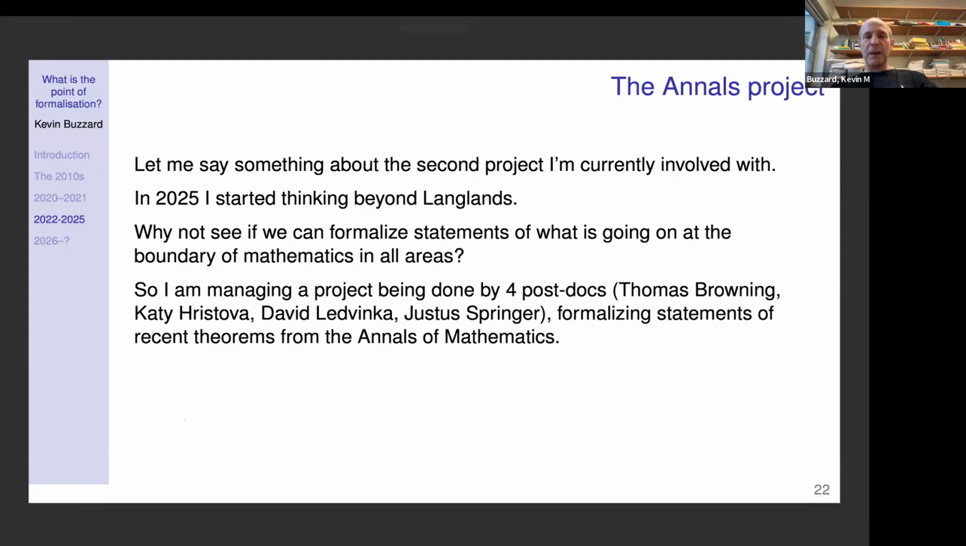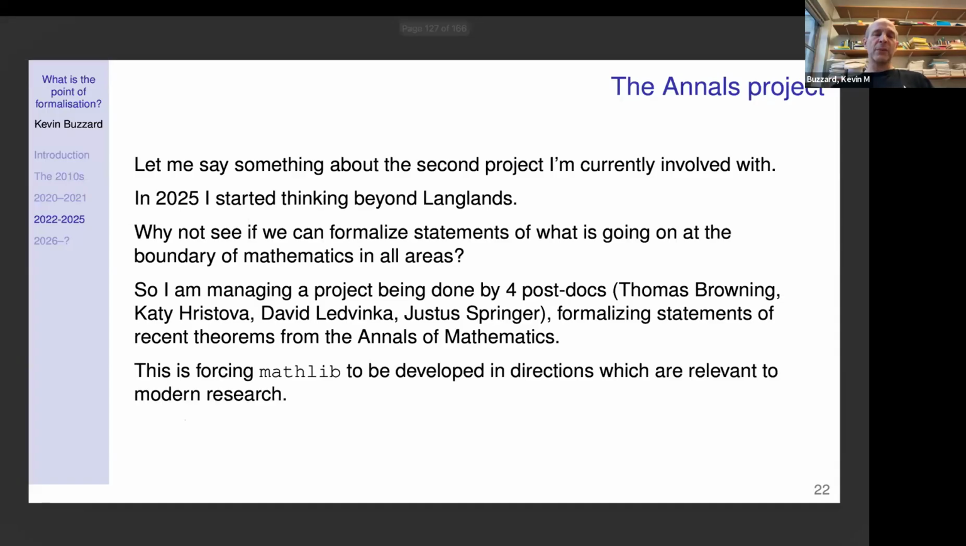And I got money to fund 4 postdocs who are now formalizing statements. Currently, we're just doing Annals of Mathematics from 2020 and beyond, right? We're going through all the papers, and for each paper, we're saying, can we state this theorem? Can we state the main theorem, like one of the main theorems? And if we can't state it, we're making definitions until we can. So again, it's driving definitions forward. It's humans making definitions, and it's pushing MathLib in directions which are relevant to modern research, which in my mind are the important directions to be going in.